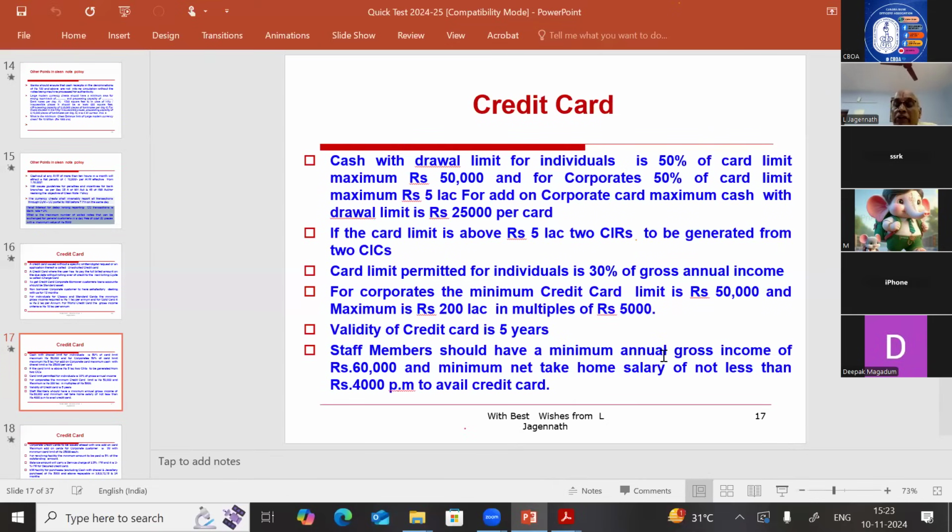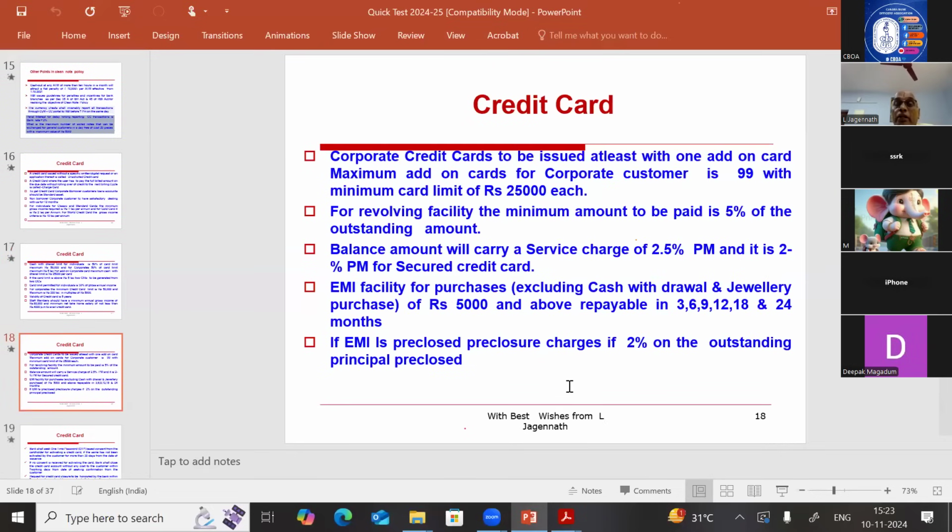Staff members should have a minimum annual gross income of rupees 60,000 and minimum net take-home salary of not less than 4,000 rupees per month to avail the credit card. Then corporate credit cards to be issued with at least one add-on card. Maximum add-on cards for corporate customer is 99 with minimum card limit of 25,000 each.